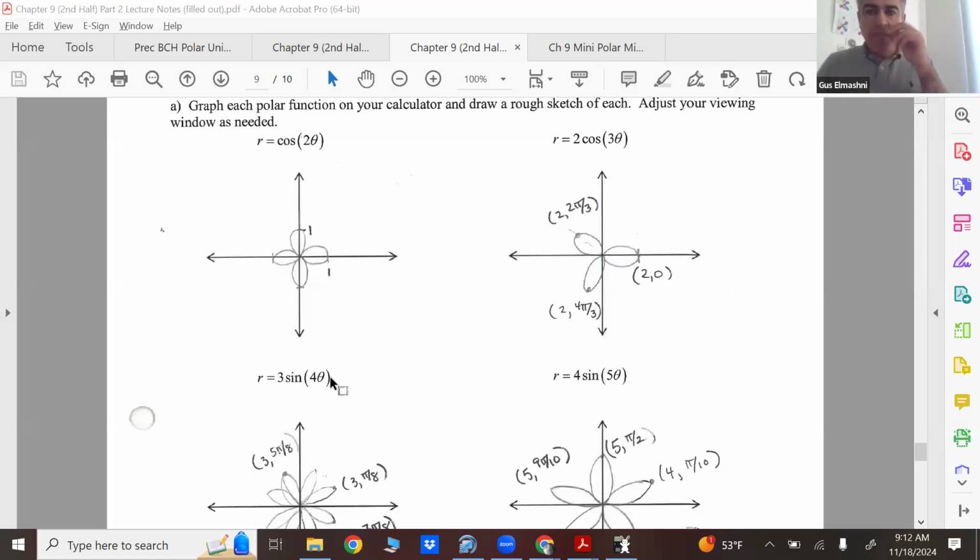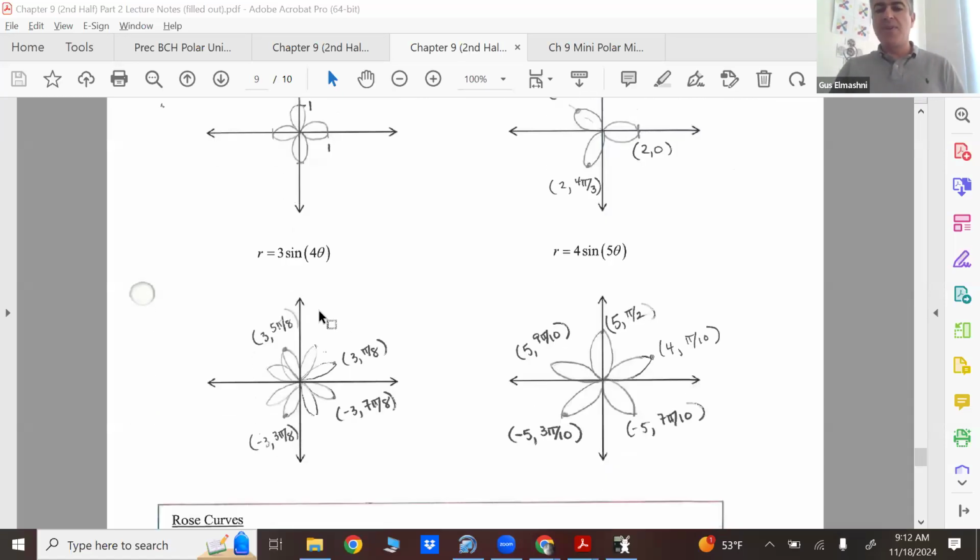Just because it's cosine of sine. Actually, wait one sec. I lied. No, it does not. The second one does not have pole symmetry. The first one does. The second one does not. The third one does. The fourth one does not. So it's the whole odd even thing with the coefficient of theta. Sorry, my apologies.